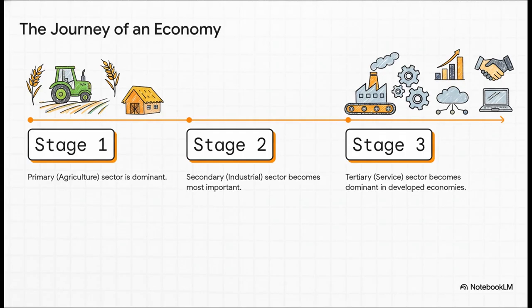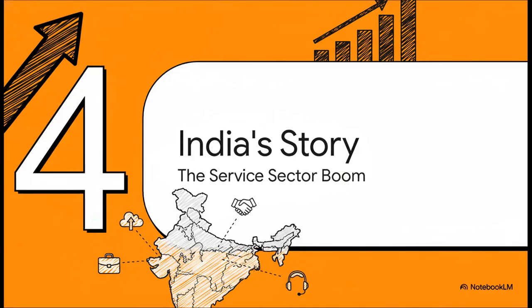In stage 1, their economy was mostly based on the primary sector. That means agriculture. Then, in stage 2, as factories came up, the secondary or industrial sector became the most important. And finally, in stage 3, as they became fully developed, the tertiary or service sector took over. So that's the general pattern. But what about India? Has our country followed the same path? Let's look at the data for India's economy.